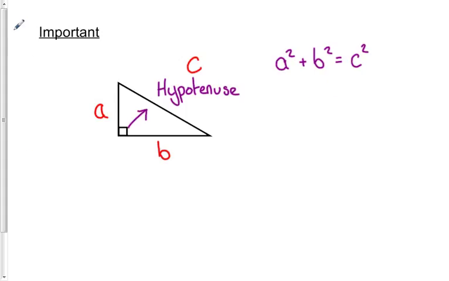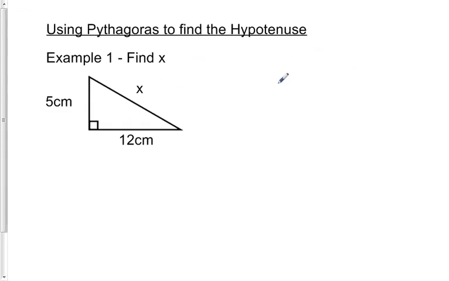So, moving on, we're going to jump straight into using Pythagoras' theorem. I'm not going to be proving that it does work or how it works. So, using Pythagoras to find the hypotenuse. This is the most common introductory style question where we are looking for the longest side. Now, in example 1, we've been asked to find x.